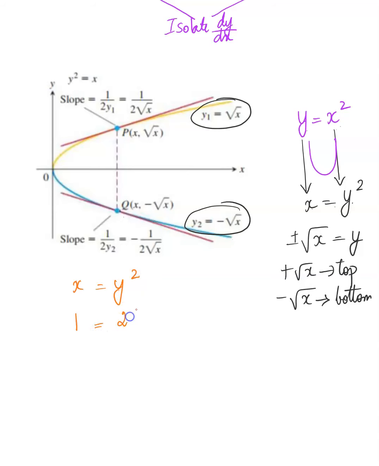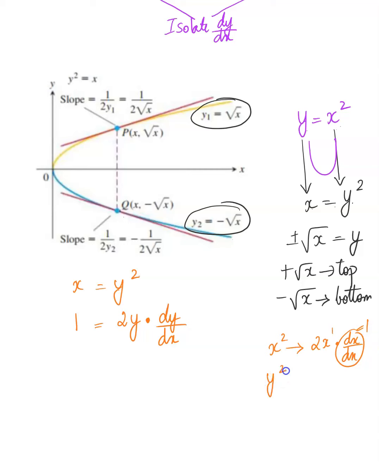Remember the chain rule or the power rule. 2y times dy over dx. If it was x squared, we call it the power rule because you do 2x to the power 1, right? You don't do the times dx over dx because dx over dx actually is equal to 1.